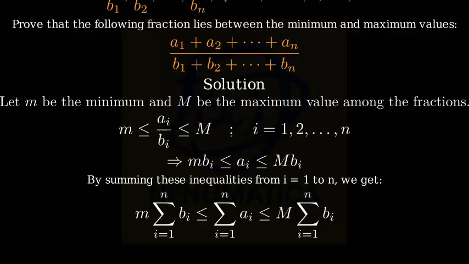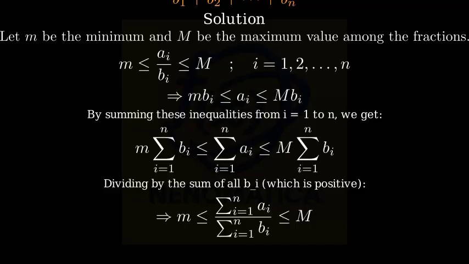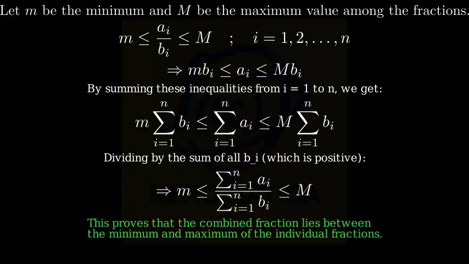Finally, since the sum of all bi is positive because each bi is positive, we can divide all parts of the inequality by this sum. This gives us m is less than or equal to the fraction we need to prove about, which is the sum of all ai divided by the sum of all bi, which is less than or equal to M. And this is exactly what we wanted to prove. We've shown that the combined fraction lies between the minimum and maximum values of the individual fractions.